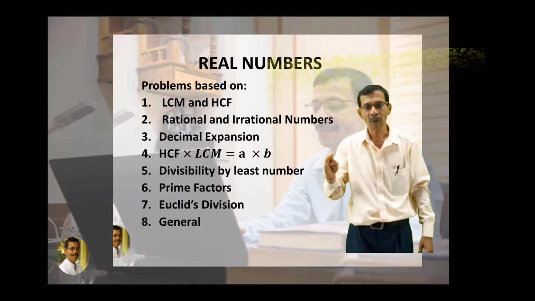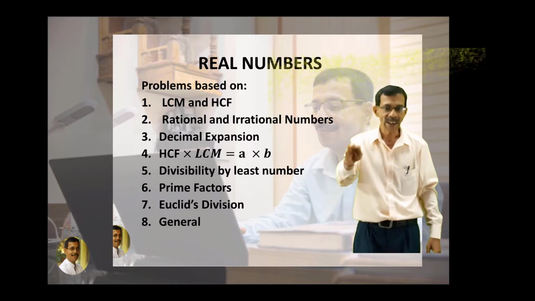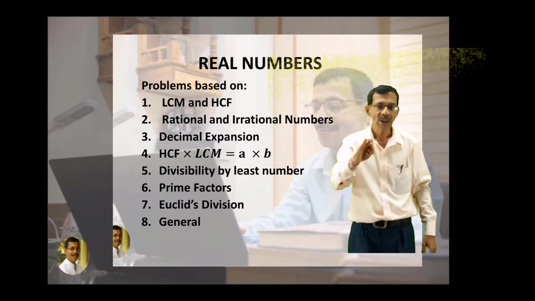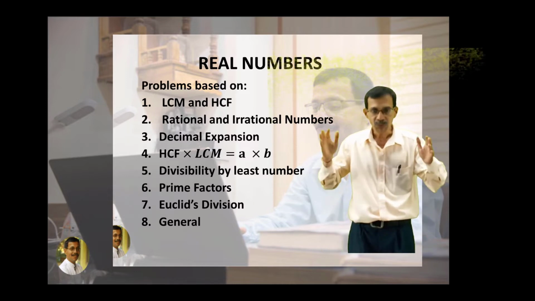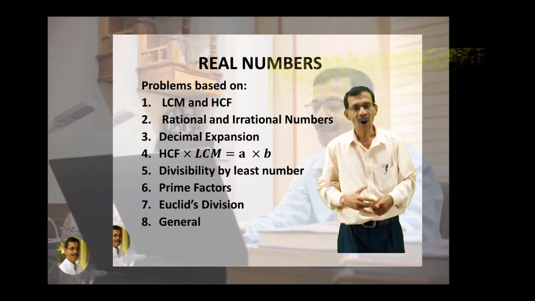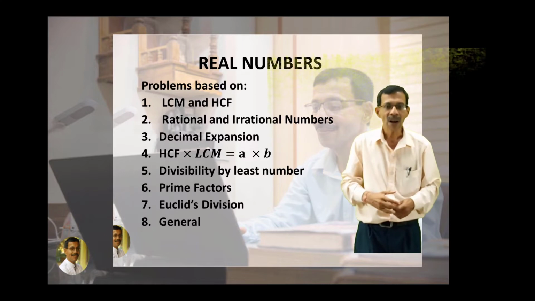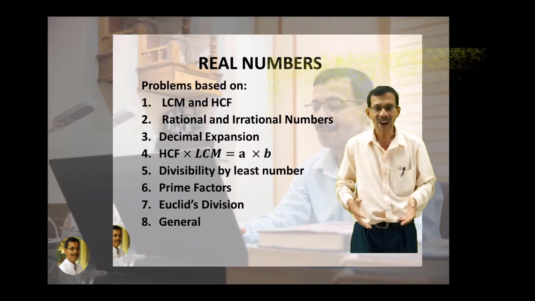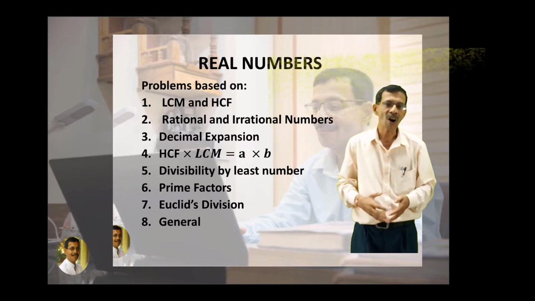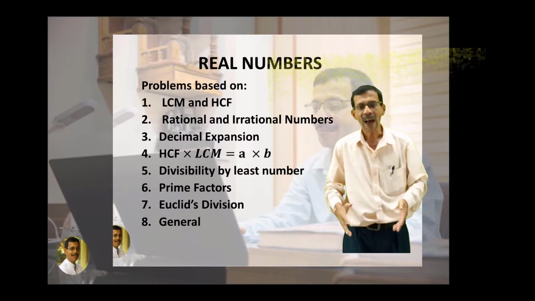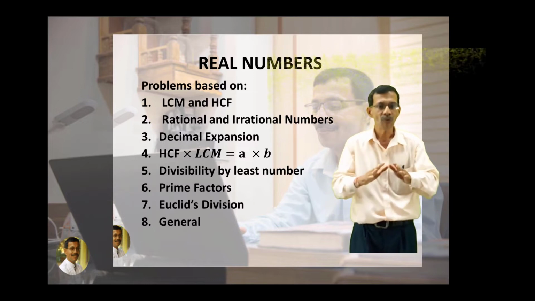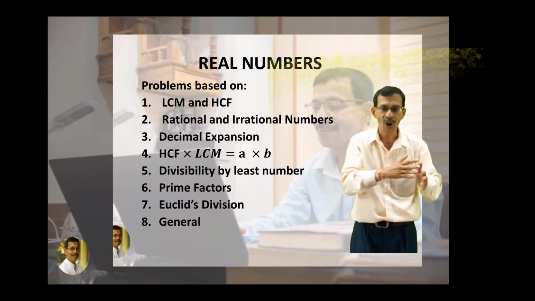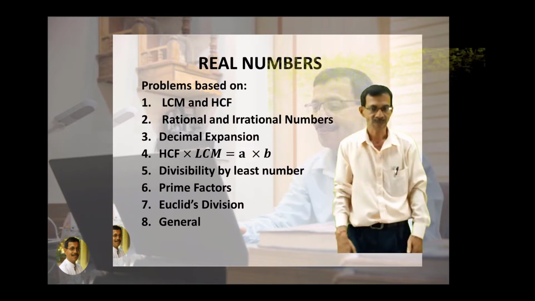The second type of problems will be based on rational and irrational numbers. The third type of problems will be based on the decimal expansion. Then the fourth type will be based on divisibility by least number and the highest factor. The fifth one is to find the prime factors. The sixth one is based on Euclid's division, and the seventh type of problem will be in general. So these are the types of problems we will solve in one shot.